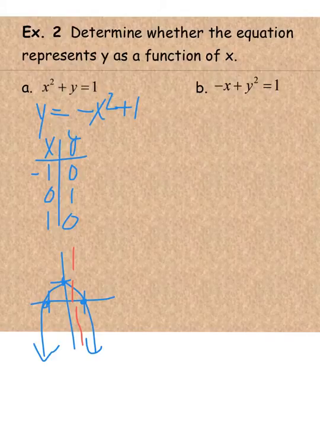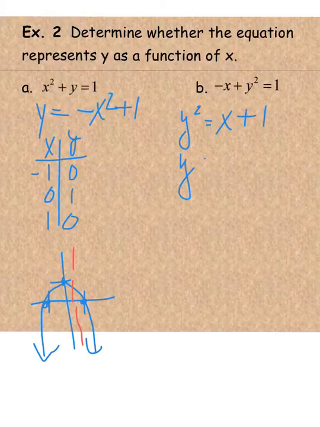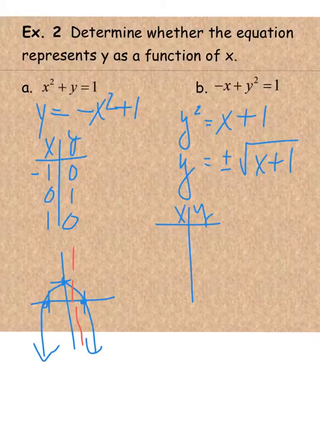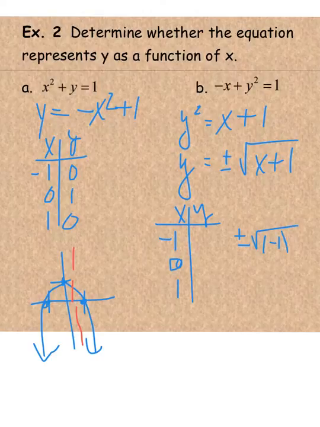Here we want to solve this equation for y. We have y squared equals x plus 1. We want to know what y is equal to, so we'll take the square root of both sides. So y will be equal to plus or minus the square root of x plus 1. If we want to see what this looks like, again, we'll pick a negative, pick a 0, pick 1 for our x. We'll substitute this in here and calculate.